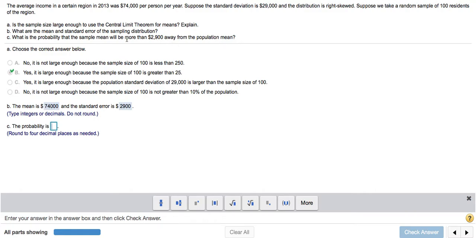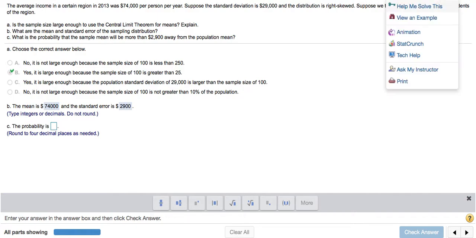Now the wording of this is interesting. More would make me think like above this number, but this, here, this away means we could be more than $2,900 away from the mean in two directions, above or below. So this away makes me think we're actually going on two sides of the mean.